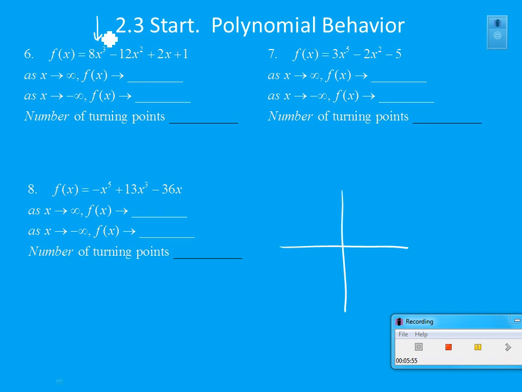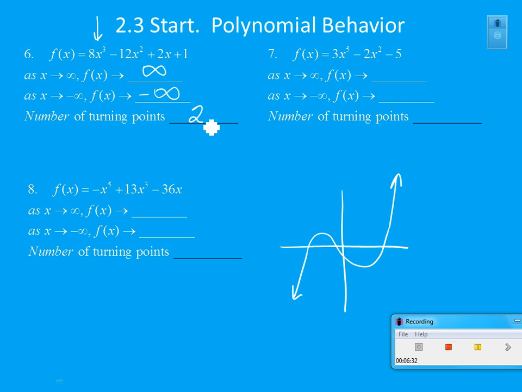Since this is an odd, I know one branch is going to go up, the other branch is going to go down. In this case, since this is positive, see if this sounds familiar. It's going to be going up to the right and down to the left, and then in the middle it does something. So as x approaches infinity, f of x also approaches infinity. As x approaches negative infinity, my y values are decreasing, so it approaches negative infinity. And then the most turning points that this thing could have would be 2.